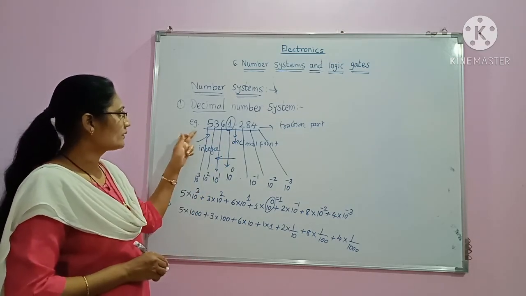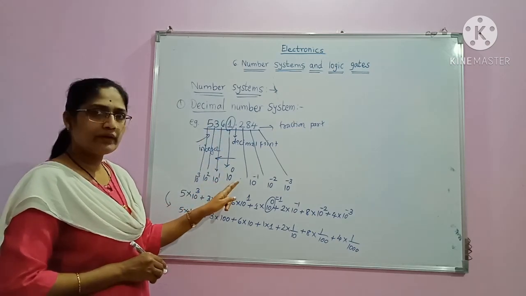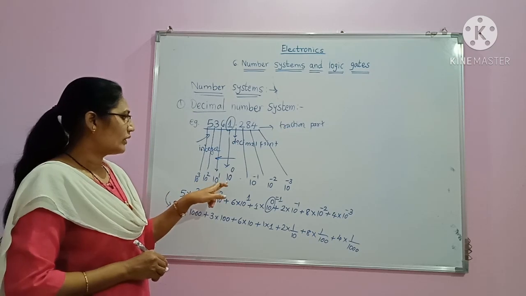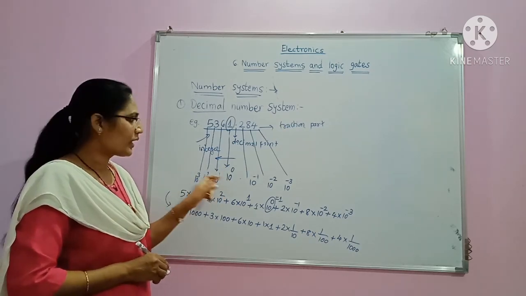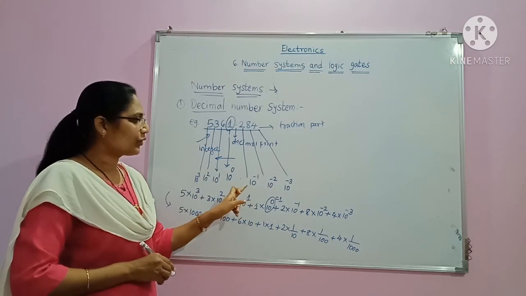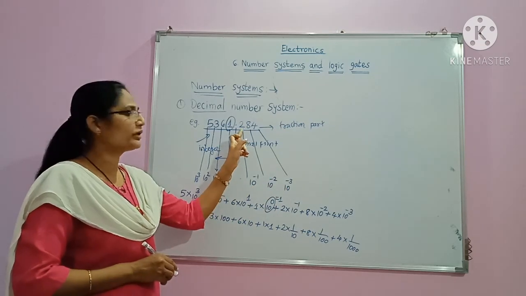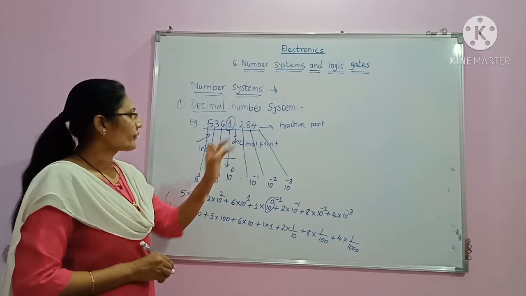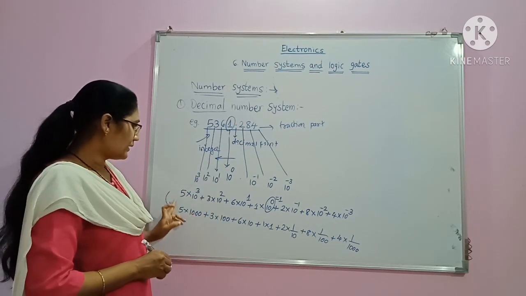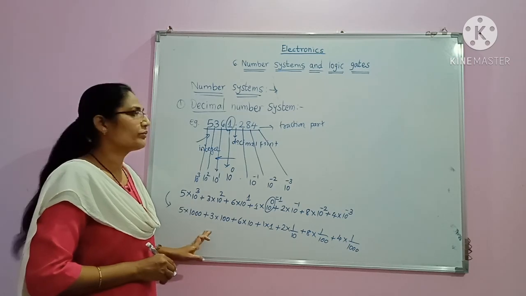So check, I have taken one number, then from the decimal point towards the left, multiples of 10 raised to 0, 1, 2, 3. Then towards the right, negative powers: 10 raised to minus 1, 10 raised to minus 2, 10 raised to minus 3. I have to multiply each digit towards the right. Then I will get such a presentation of the given decimal number.